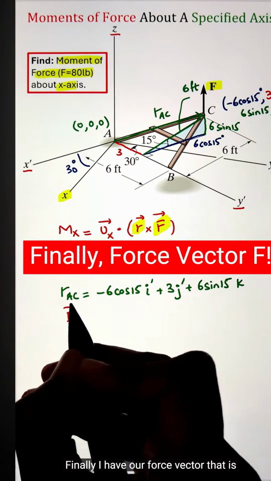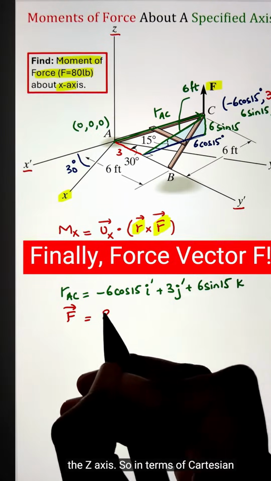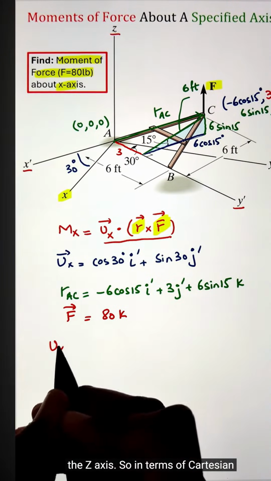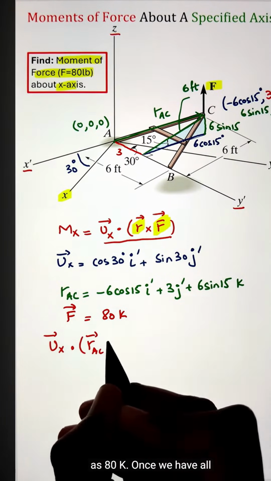Finally, I have our force vector that is acting vertically upward along the z-axis. So in terms of Cartesian form, the force vector is represented as 80k.